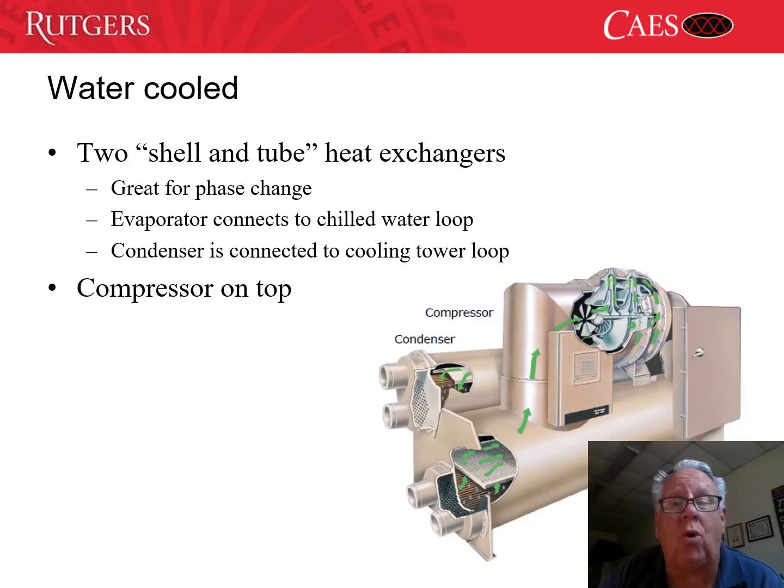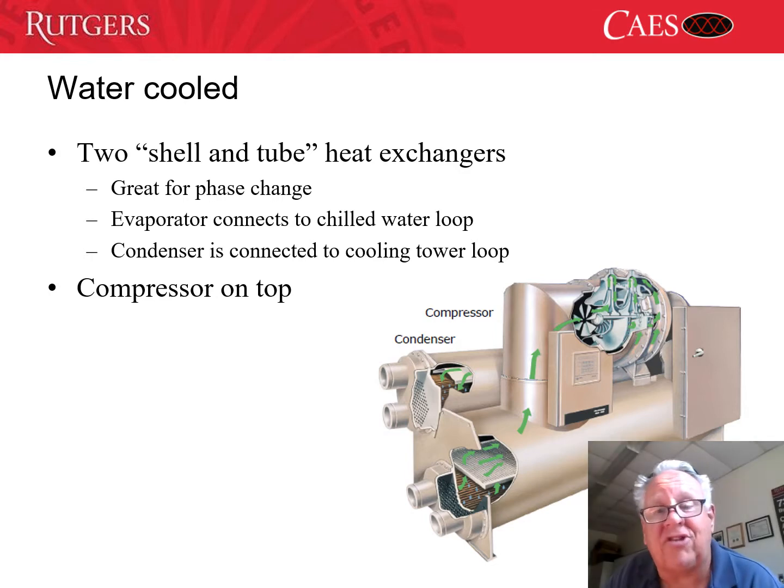Now, if we look at the water-cooled device itself, the chiller, you'll usually notice two very long tubes. These are shell and tube heat exchangers. The lower one will usually be the evaporator. The next one up will be the condenser, and the compressor usually sits on top, so any heat rising from the compressor doesn't go into the evaporator. Now, shell and tube heat exchangers are very good for phase change, and as you know from the previous slides, there are phase changes in both the condenser and the evaporator.